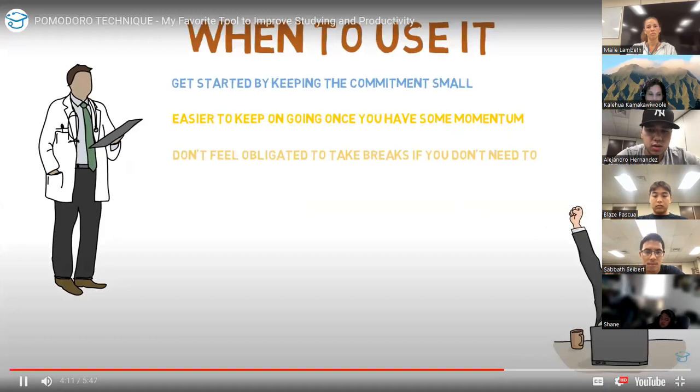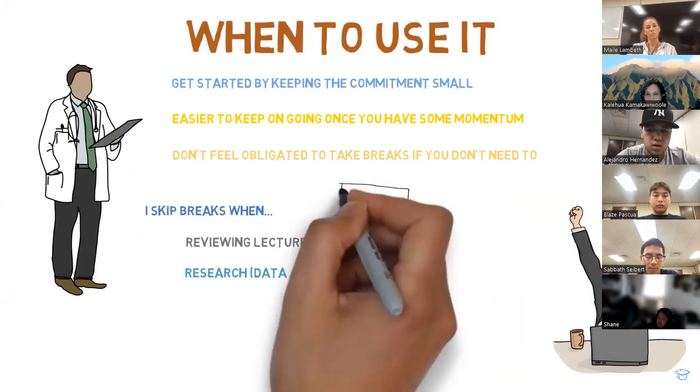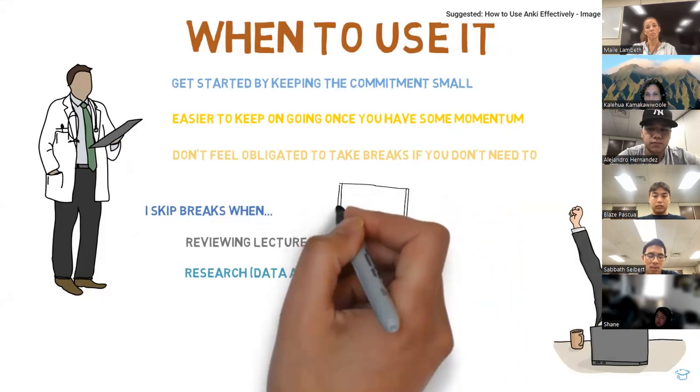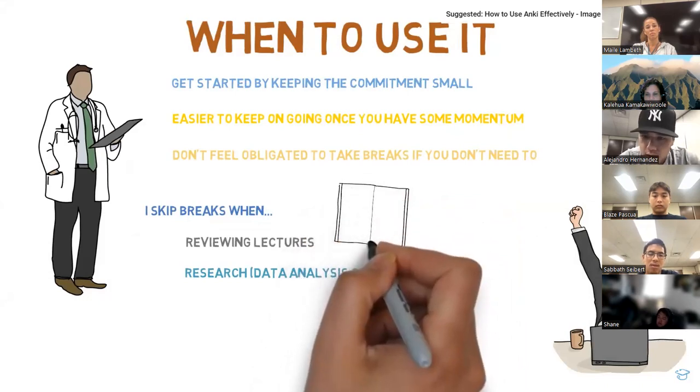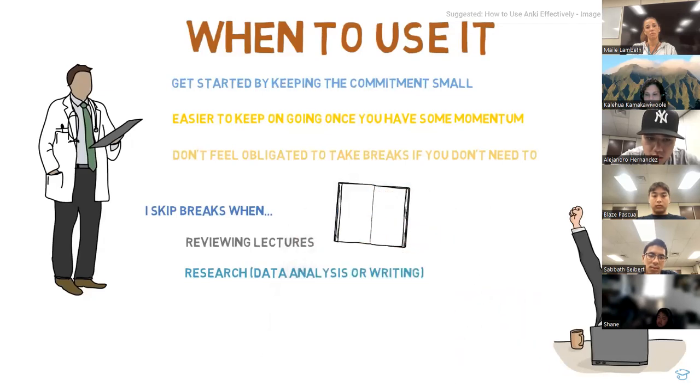I often stop the Pomodoro app and continue my work without breaks when I'm either reviewing lectures or doing research, data analysis, and writing. So with reviewing lectures, I generally review one lecture, take a brief break after finishing the lecture, and then move on to the next. These breaks feel more natural to me than taking timed breaks, but as always, figure out what works best for you.